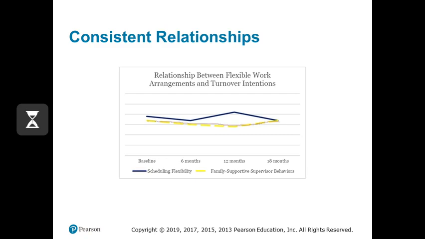And when we look at scheduling flexibility, we see something very similar. Some downs, some ups, some downs, but nothing that was statistically significant. So no changes that were major in any way, shape, or form. And you could see if we plot that line, it's pretty flat there. And what this tells us is that the relationship between our flexible work arrangements variables and our turnover intentions was consistent. In other words, it didn't get weaker and it didn't get stronger.